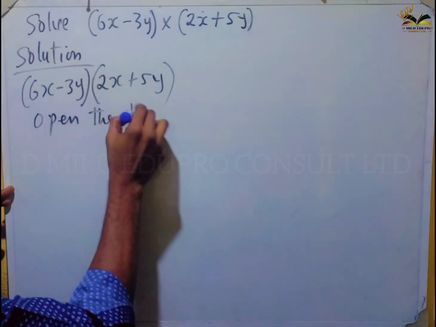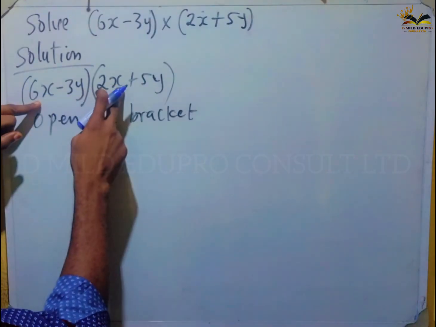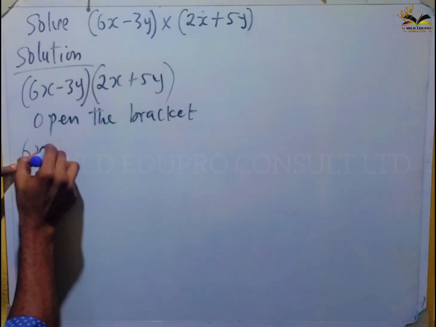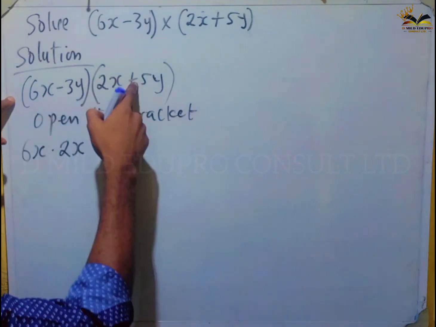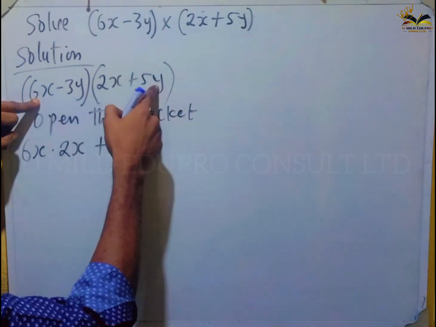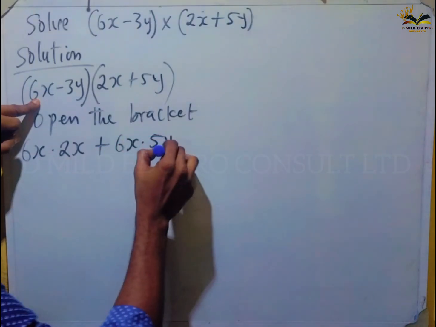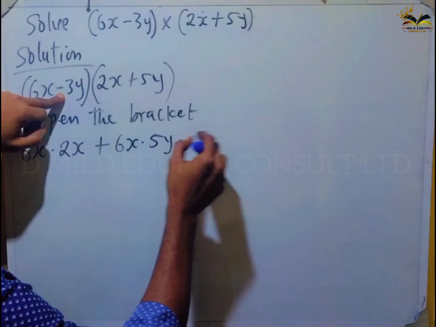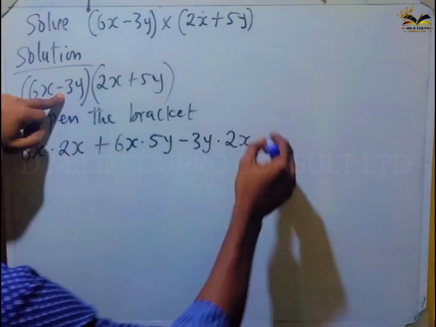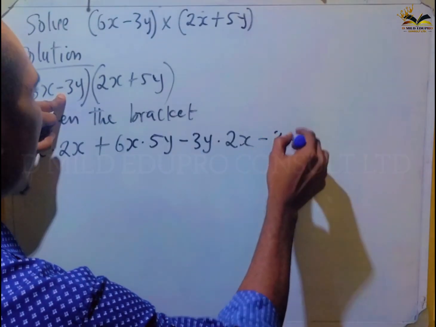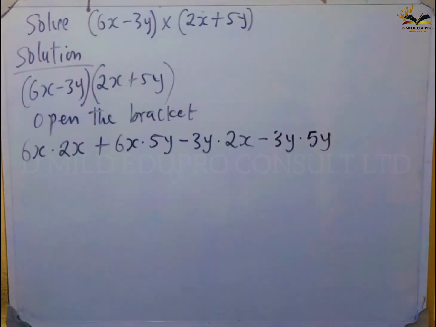Okay, so in opening the bracket, 6x will multiply 2x, that is 6x times 2x. We have our plus 6x will multiply 5y, that is 6x times 5y, then minus 3y times 2x, then minus 3y times 5y. So this is how you open the bracket.